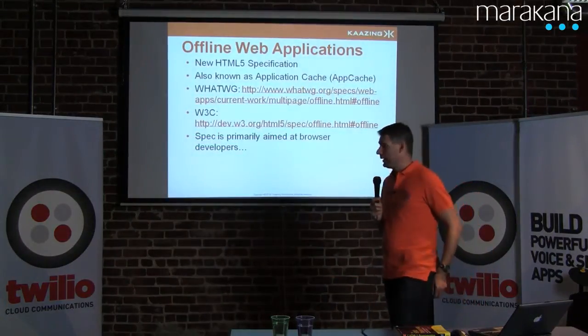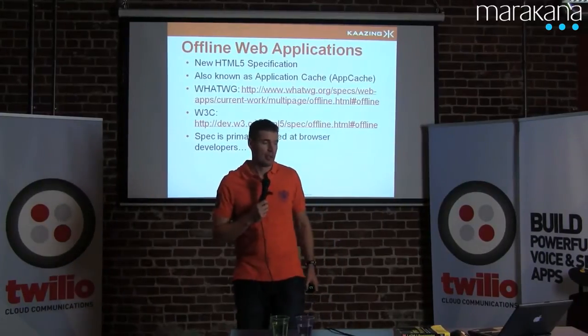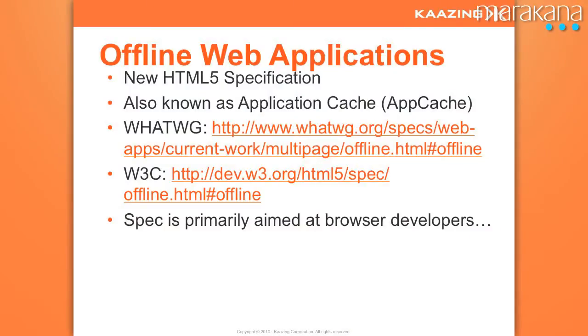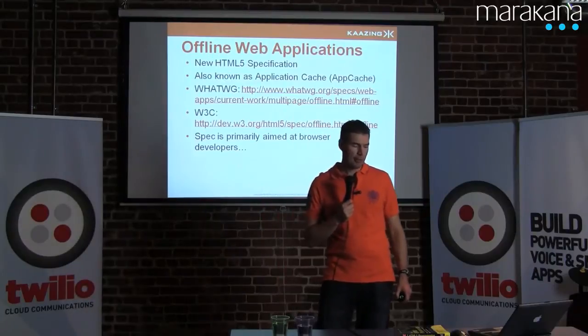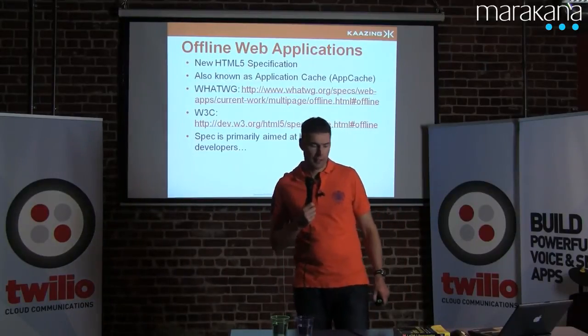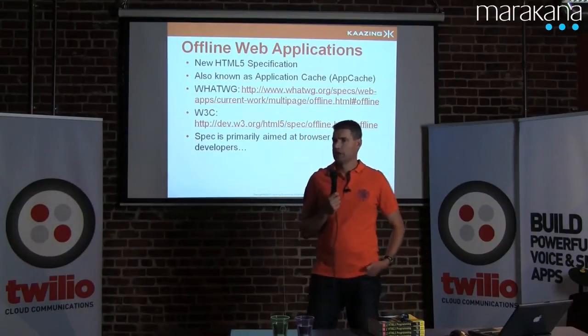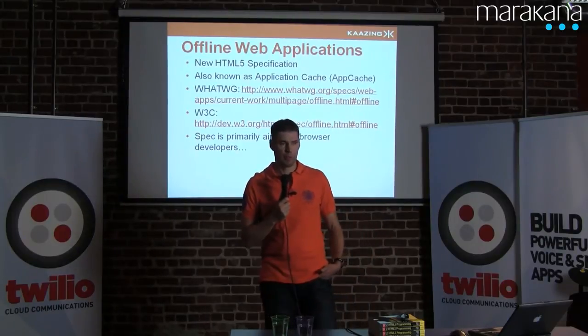HTML5 offline web applications is a new specification. It's also known as app cache. And the HTML5 specification in general is located at these different URLs, both from the working group as well as the W3C. But the specification for HTML5 is about 900 pages long, and about 600 of those pages are really, shall we say, of interest only for browser developers, right?